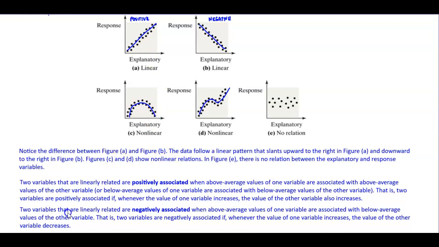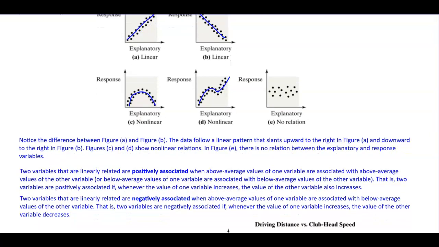Now, two variables that are linearly related are negatively associated when above average values of one variable are associated with below average values of the other variable. That is, two variables are negatively associated if whenever the value of one variable increases, the value of the other variable decreases. So for part B, that represents a negatively associated situation.